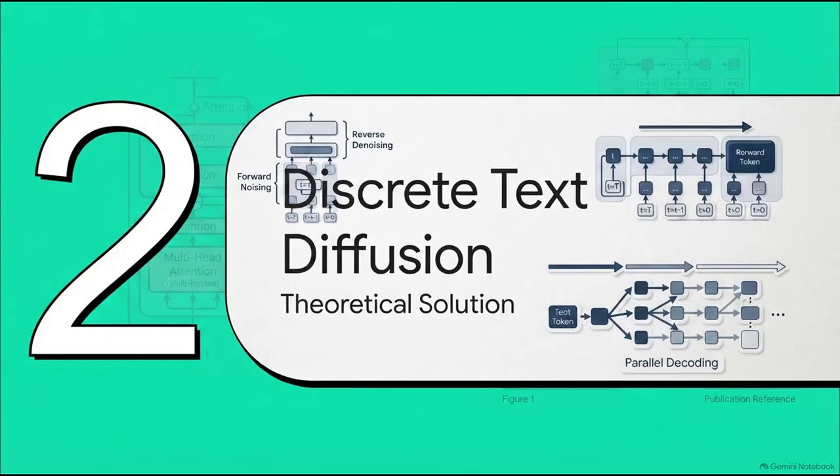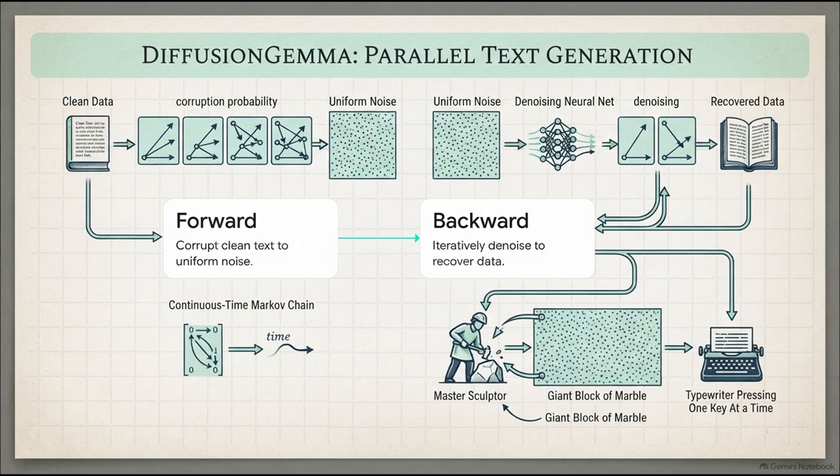Section 2. Decoding discrete text diffusion. Let's move to the solution and see how this builds on that new paradigm. So how exactly do we fix that bottleneck and move to generative text modeling with discrete diffusion? Well, the core theory here relies on a continuous time Markov chain, which basically boils down to two main steps.